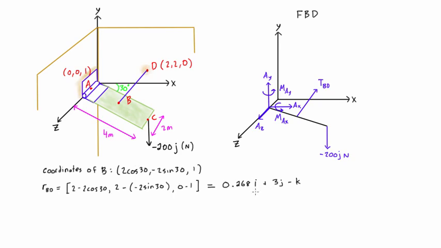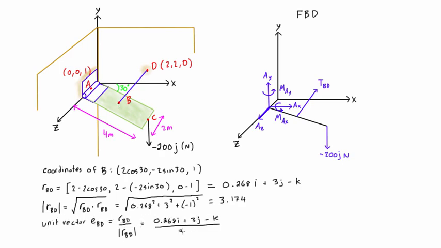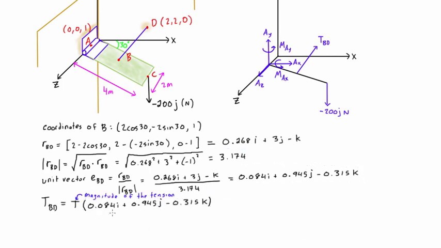The next thing that we'll need to get is its length. To calculate the length of RBD, we just take the square root of this vector dotted with itself. Okay, the next thing we have to do is find the unit vector of the tension, and that will be EBD. To do that, we just divide the position vector RBD by the magnitude of the position vector. Now that we know the unit vector, the tension in vector form is just the unit vector times the magnitude of the tension.